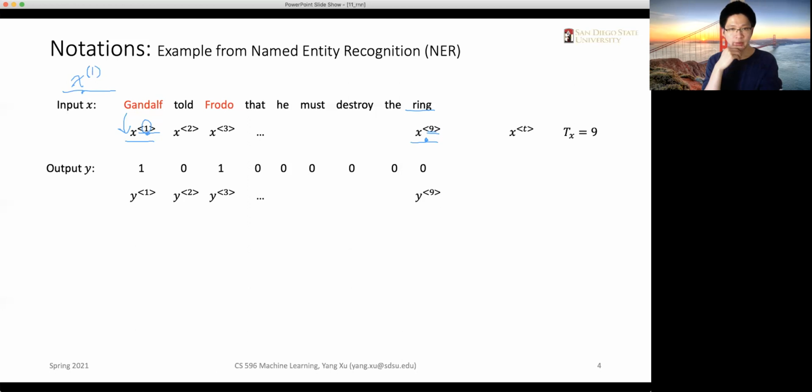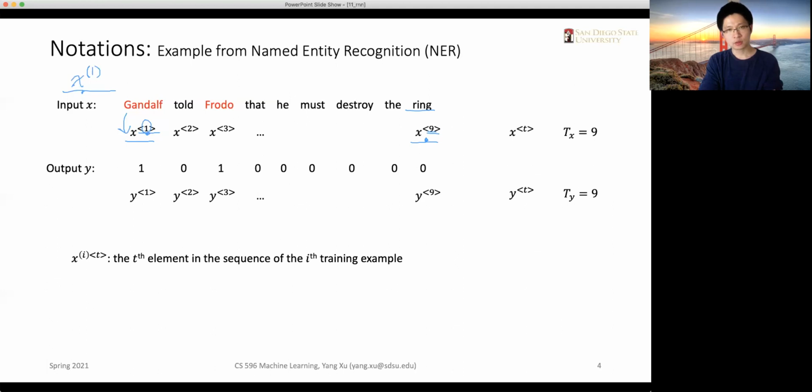Okay, and for the outputs, we will also have 9 time steps. Okay, so this time Y is also a sequence. It is not just one variable, but it is 9 labels for the 9 input time steps correspondingly, right?